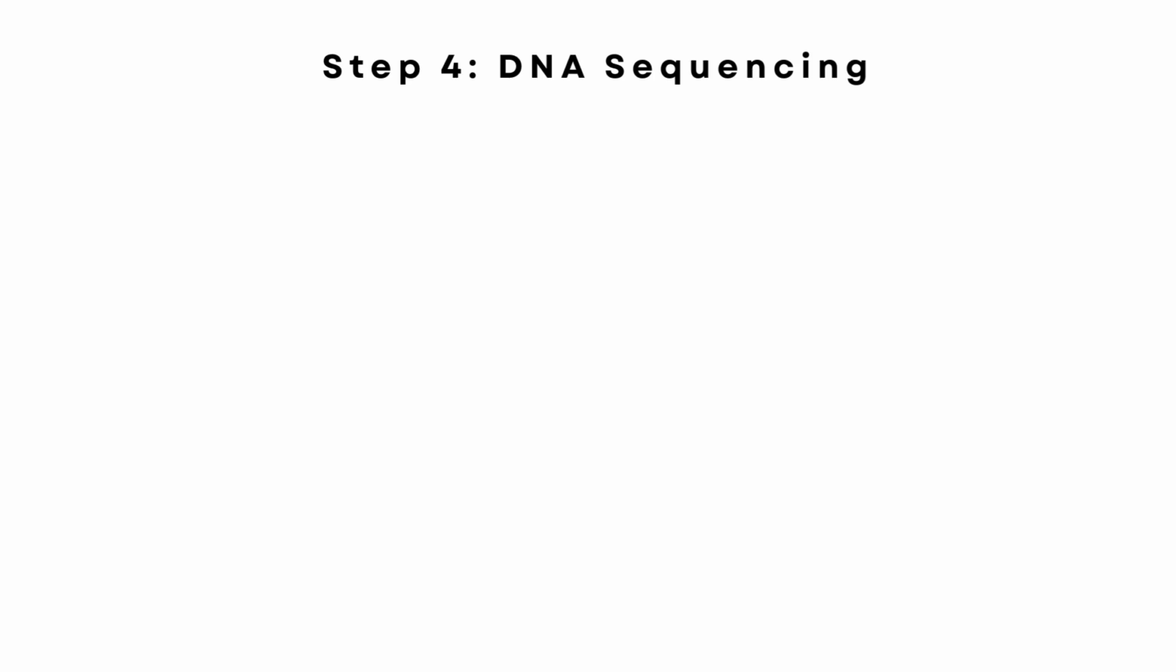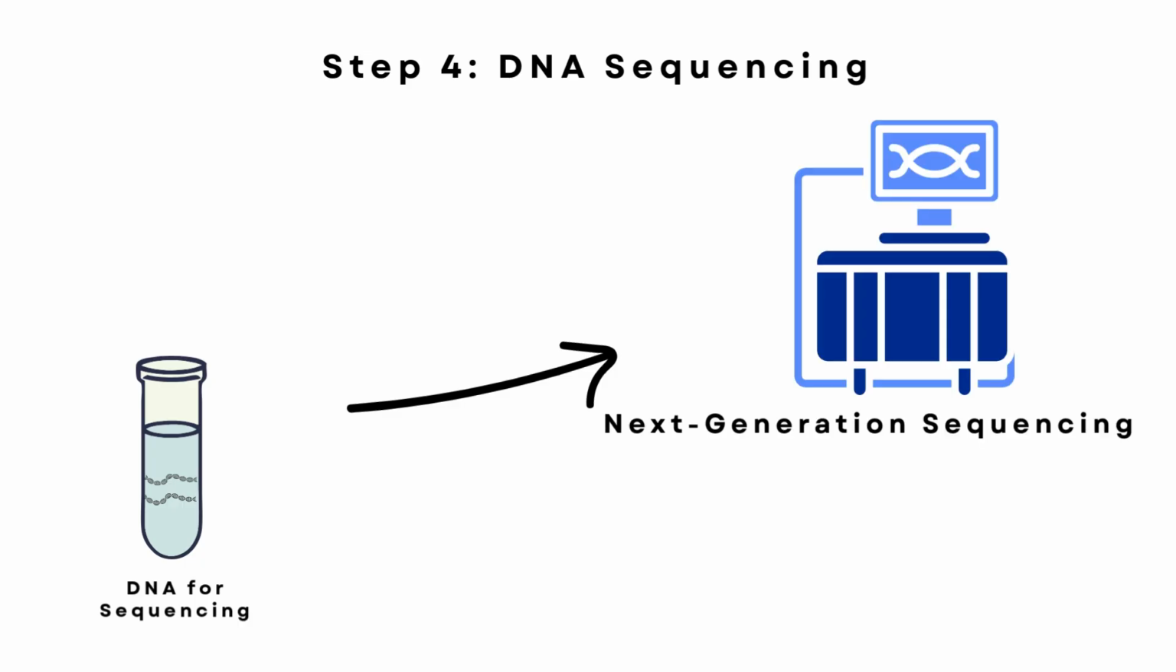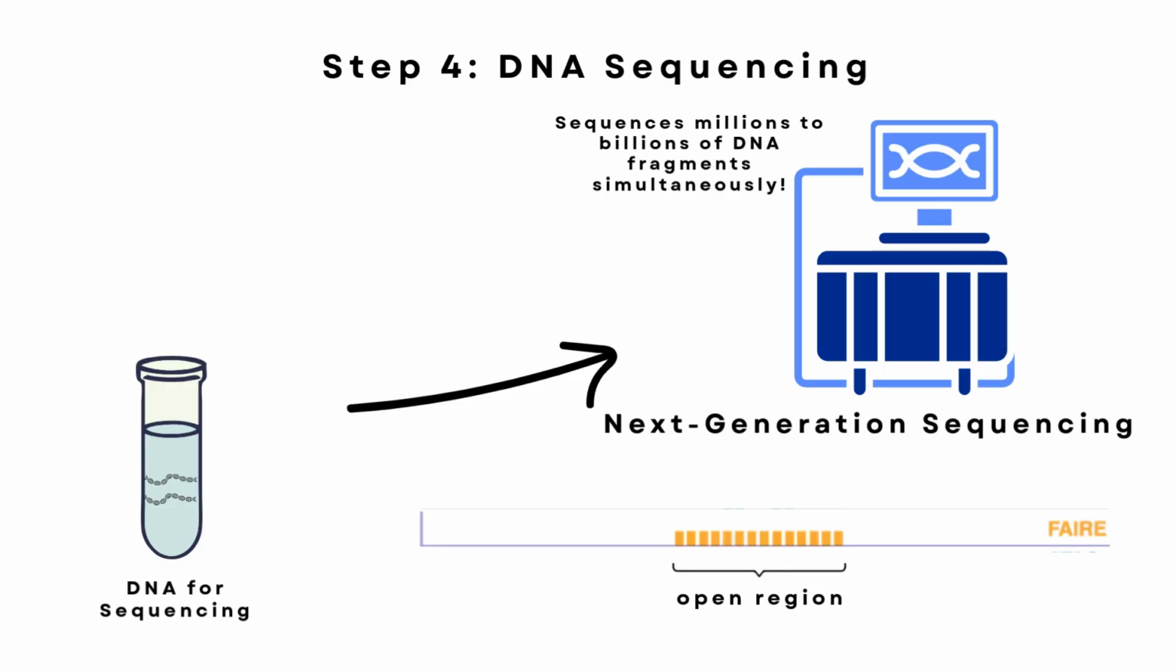The final step is DNA sequencing. The DNA from the aqueous phase, which is the open chromatin, is then prepared for high-throughput next-generation sequencing. This is a useful technology that can sequence millions to billions of DNA fragments simultaneously. Once sequenced, the locations of the active regulatory regions are revealed.